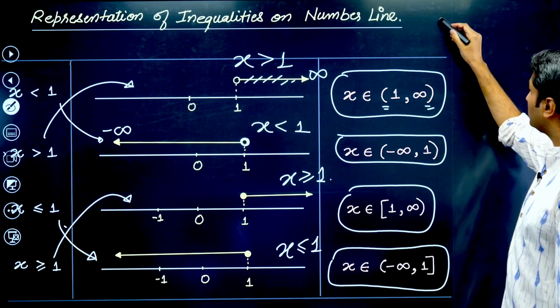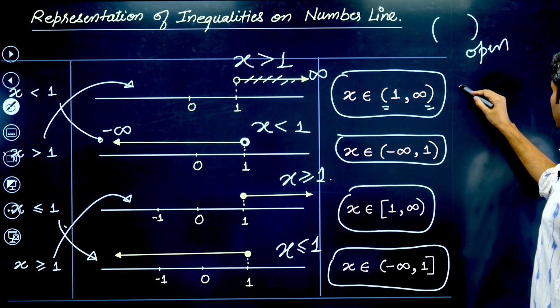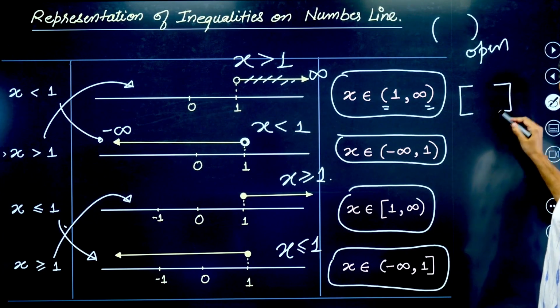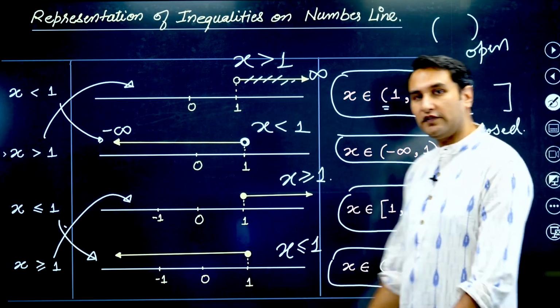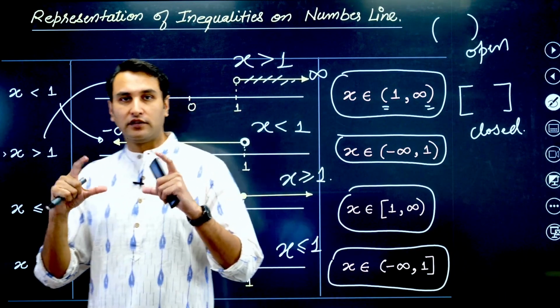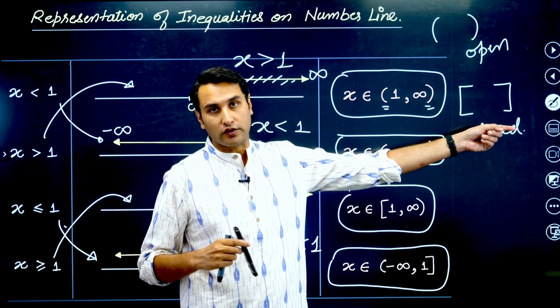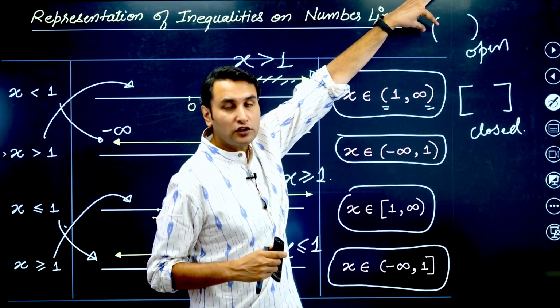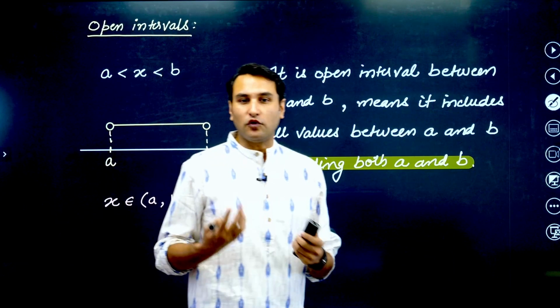So what do we call it? These brackets are called open brackets, and this bracket is called close bracket. Correct? So whenever there is a greater than or equal to sign, it is closed. Greater than or equal to, less than or equal to. Only greater than, only less than: open brackets.